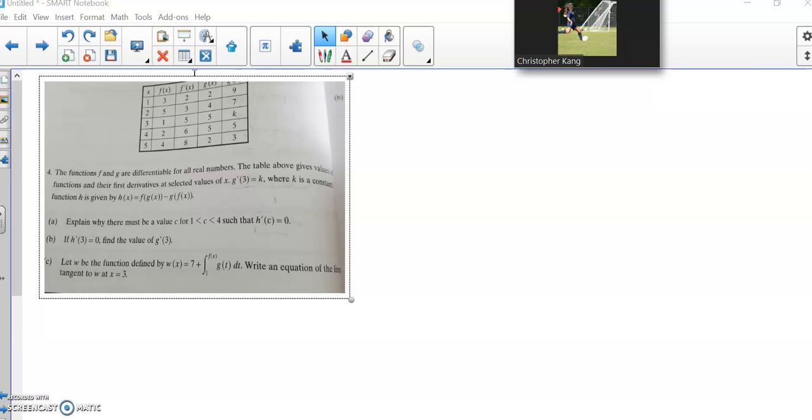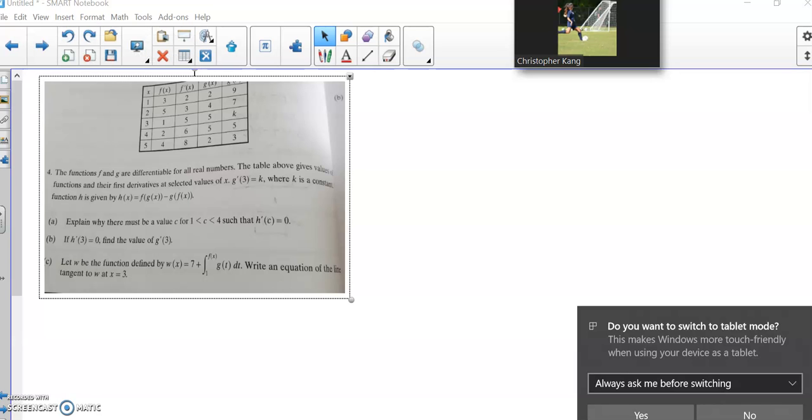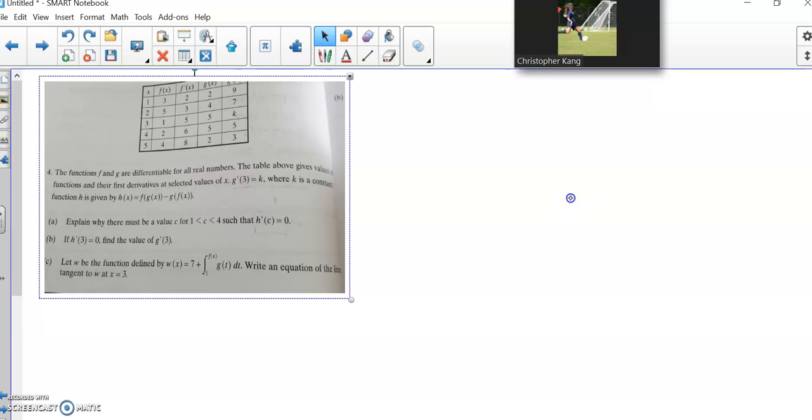All right, so here's number 4 in test 1, the free response. Let's go through this problem right here. Okay, the first part, it says you're given that table for f prime, g, and g prime, and you're defining h to be f of g of x minus g of f of x. It says explain why there must be a value c on the open interval from 1 to 4 such that h prime of c equals 0.